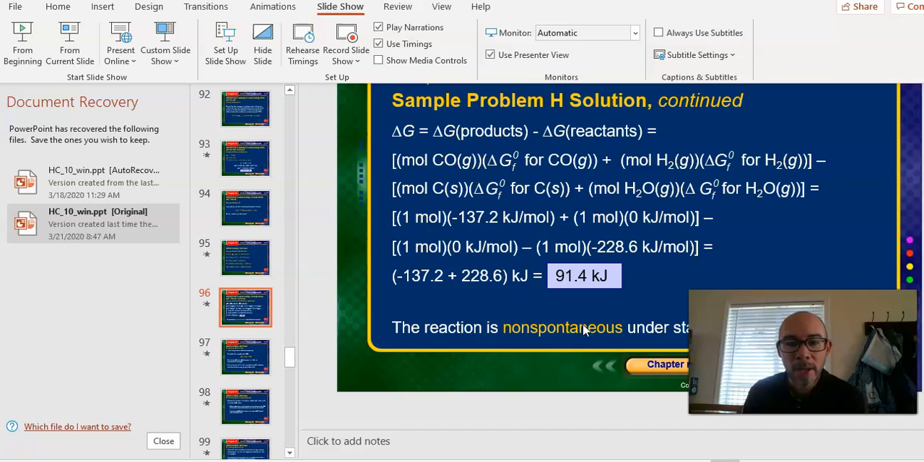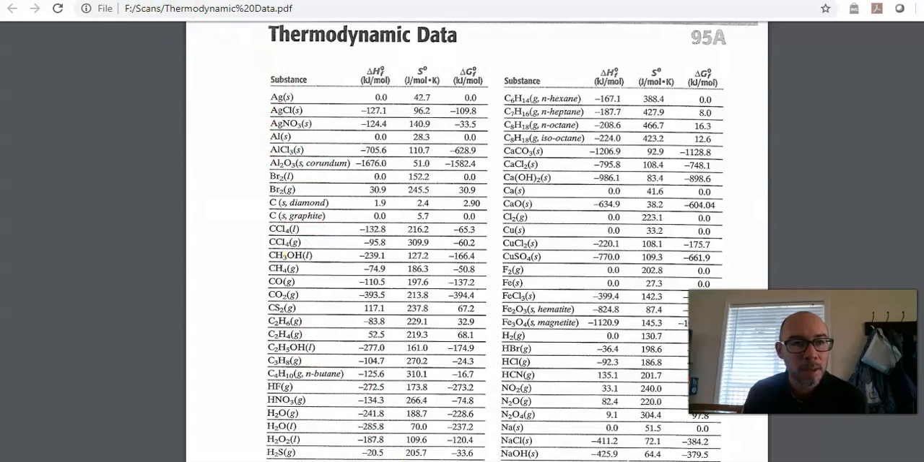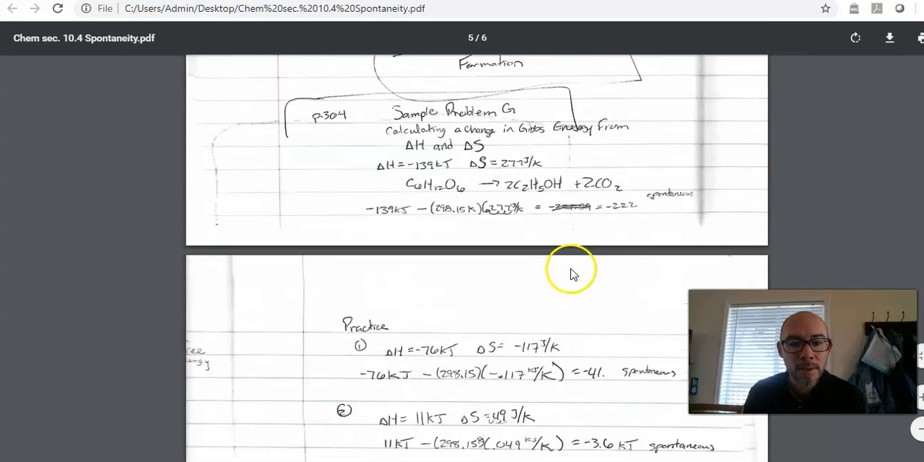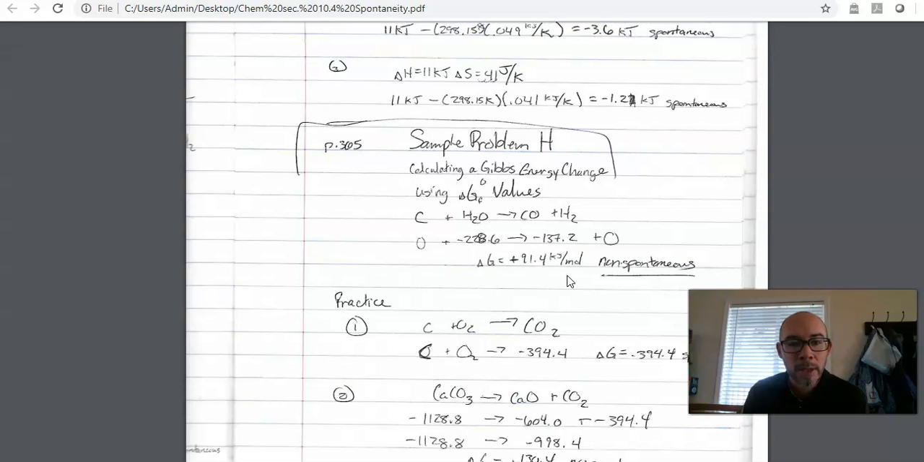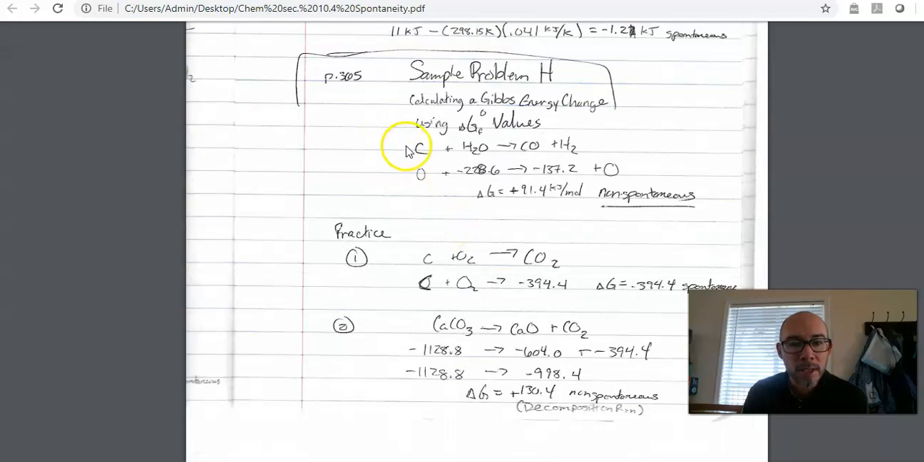And here's the way that the math works. I think that's pretty clunky. Let's see if I have that in my notes. We can clean that up a bit. Let's go down to our sample problem. There it is. Okay, so I just collected up the bits here. Carbon was 0. Water formation was negative 228. And then we can see here on carbon monoxide, it was negative 137.2. And for hydrogen, it's 0.